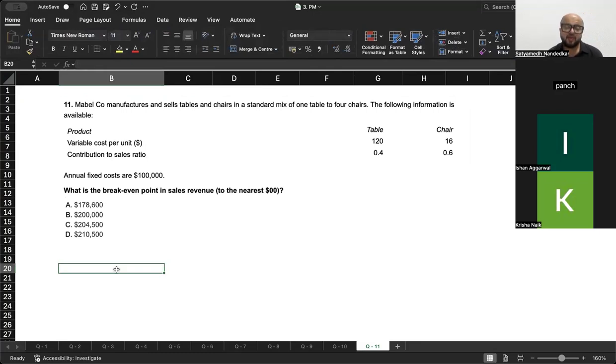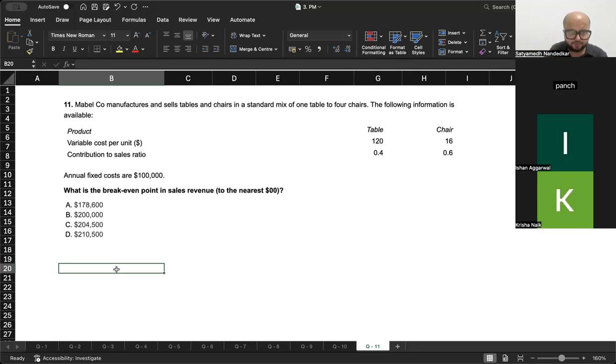Mabel Company manufactures and sells tables and chairs in a standard mix of 1 table to 4 chairs. The following information is available: product, variable cost per unit, contribution to sales ratio. Variable cost is 120 and 16. CS ratio is 0.4, 0.6. Annual fixed costs are 1 lakh. What is the break even point in sales revenue to the nearest $100?